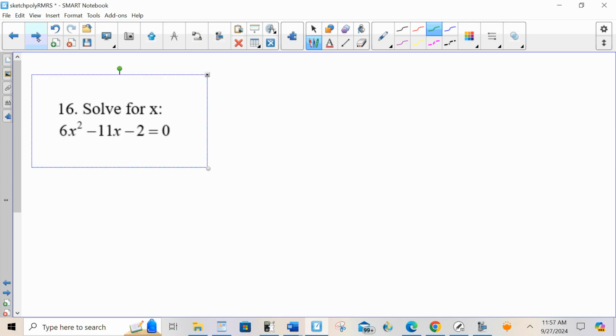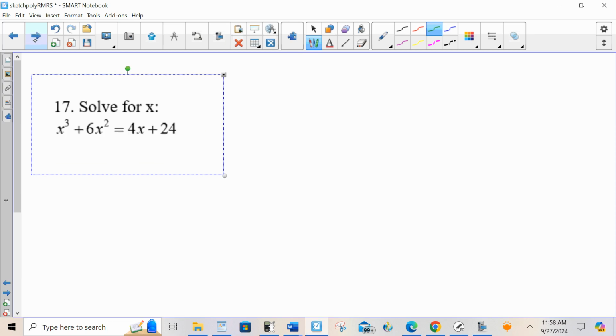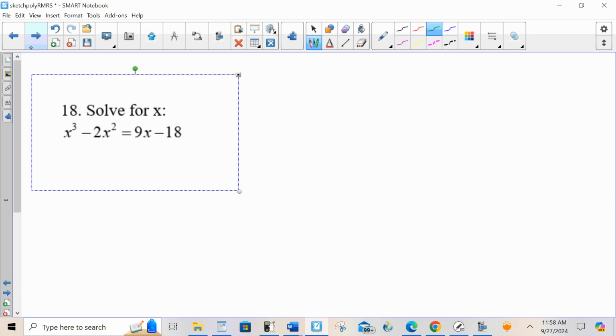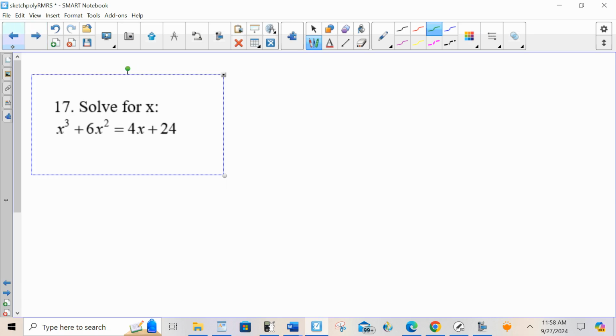15 and 16 are both tricky trinomials, so I'm trying to tell you that you're going to have to solve a polynomial equation with a tricky trinomial. 17 and 18 are both 4 terms, so you're going to have to do that process, which we'll do now.